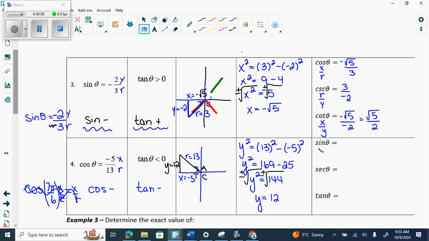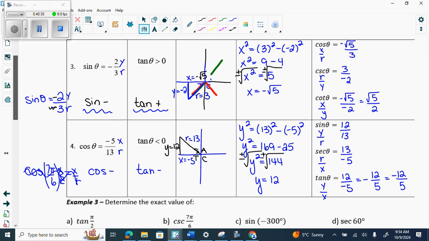So sine is y over r, so it's going to be 12 over 13. Secant is cos flipped. Cos is x over r, so this is r over x, which is 13 over negative 5. And then tan is y over x, so I'm going to get 12 over negative 5. You can leave it like that, or you could write it as negative 12 over 5 and have a negative sign in front. Those are the same thing.